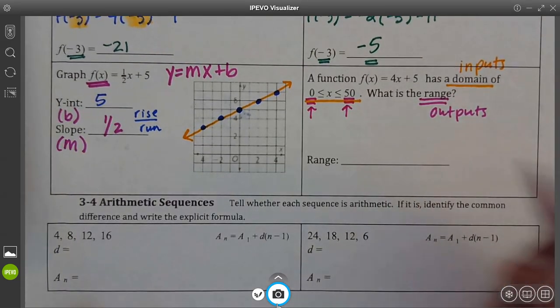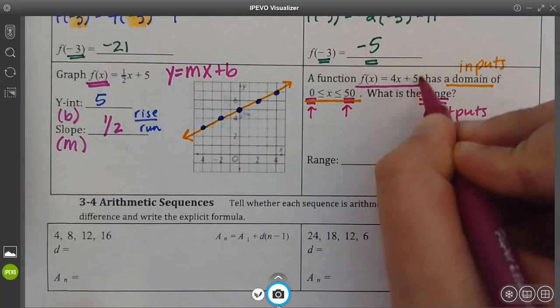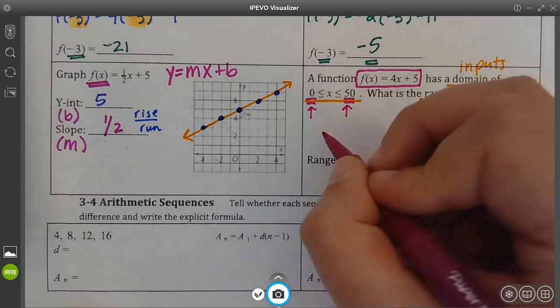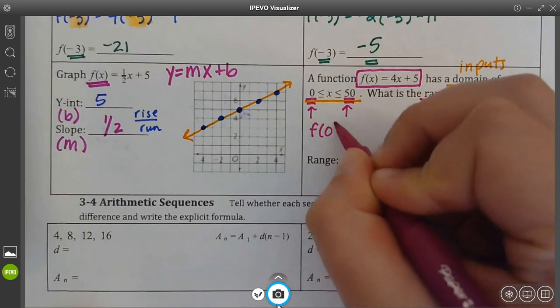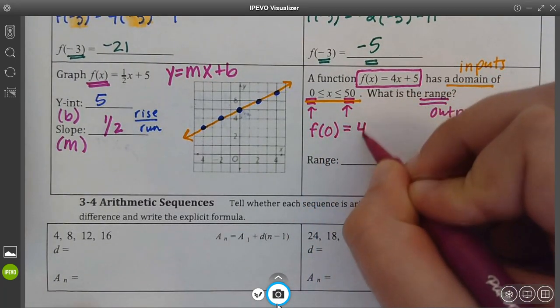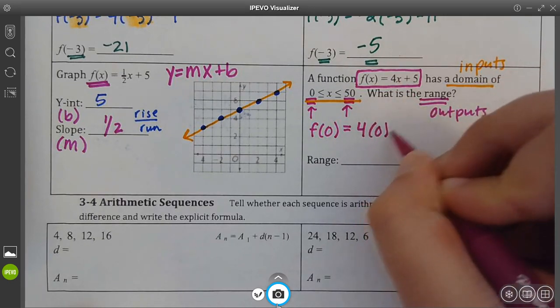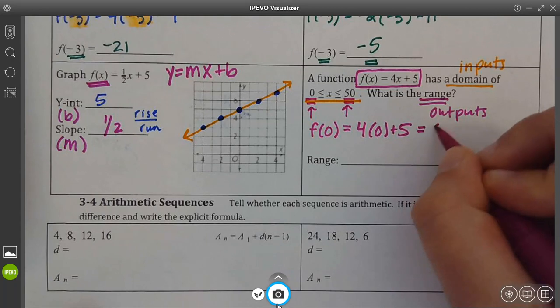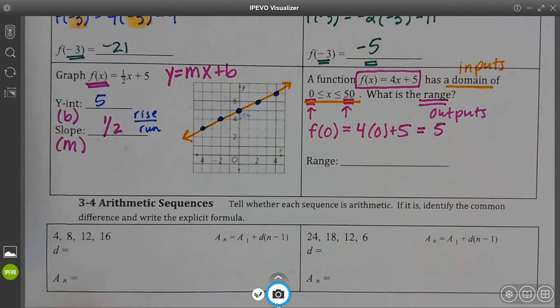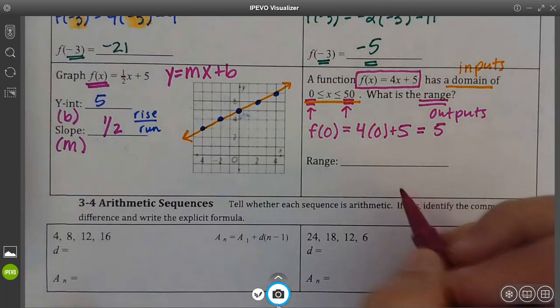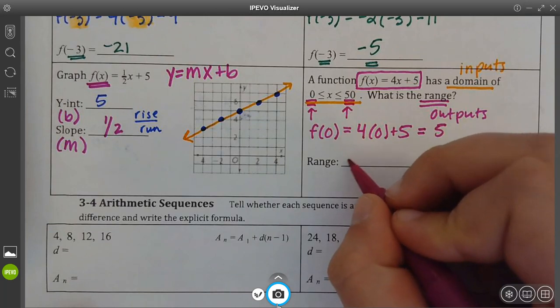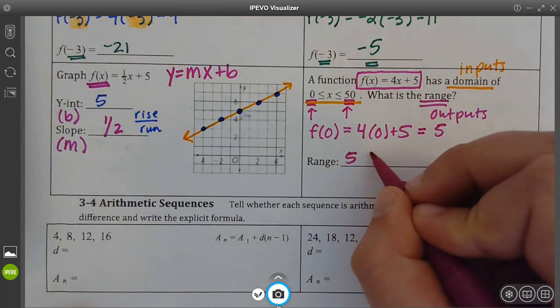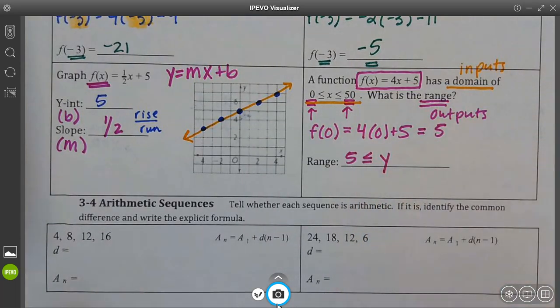their answers are. So my equation here, f of x equals 4x plus 5, I'm first going to find f of 0, which means I'm going to take 4 times 0 plus 5, and that is going to result in 5. So the low end of my range, I'm going to put a 5. And I'm going to put less than or equal to y.